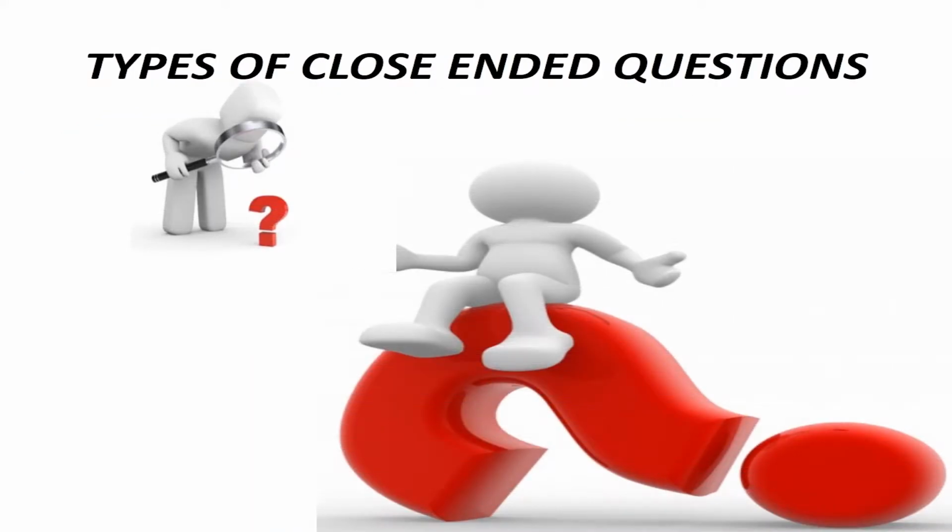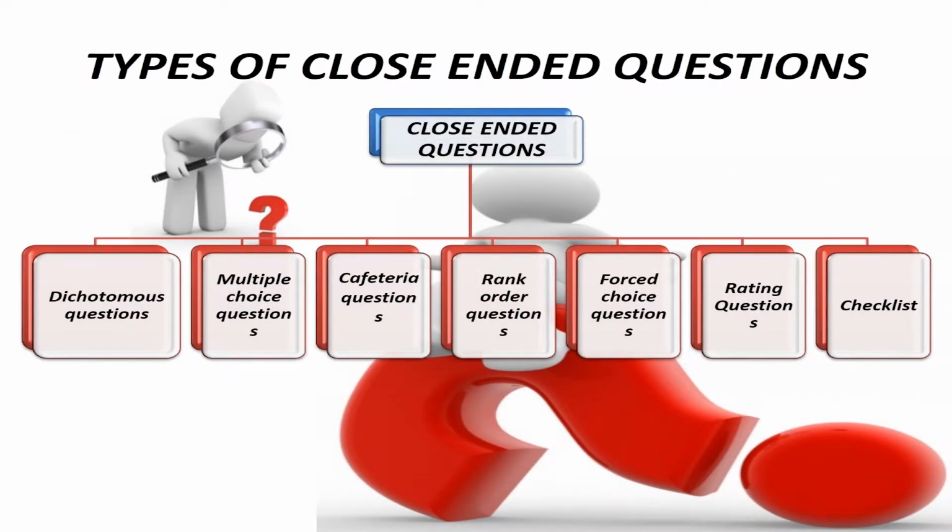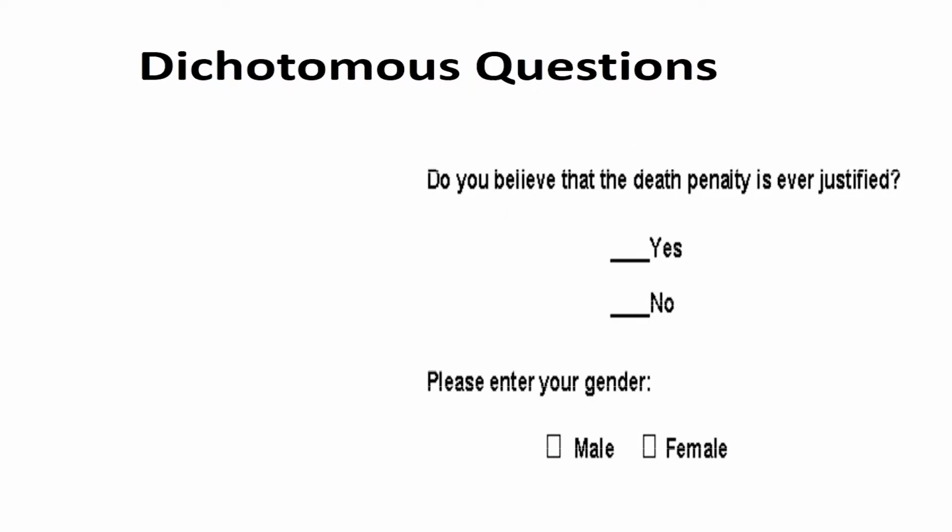Close-ended questions are further of different types, like dichotomous questions, multiple choice questions, cafeteria questions, rank order questions, forced choice questions, rating questions, and the checklist. Let's now discuss these types of close-ended questions in detail. The first is the dichotomous questions.